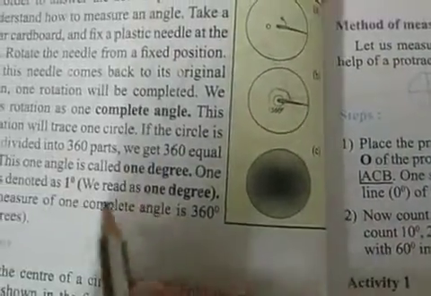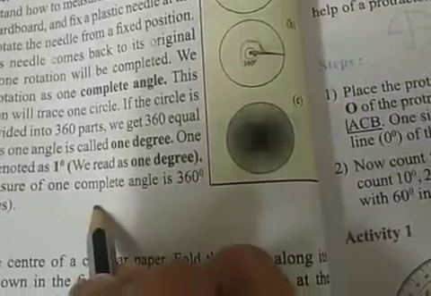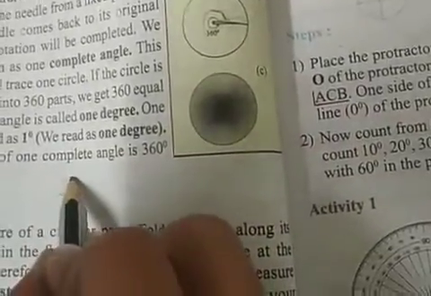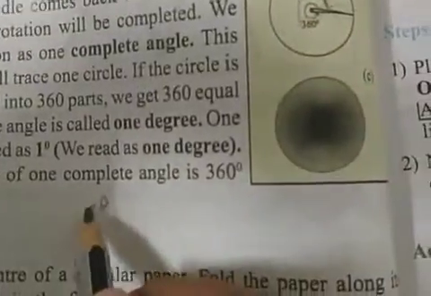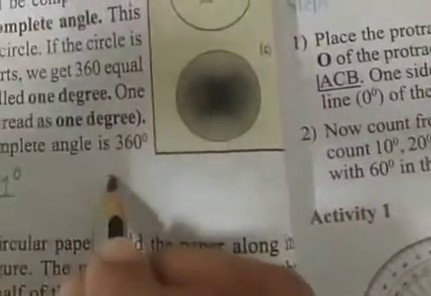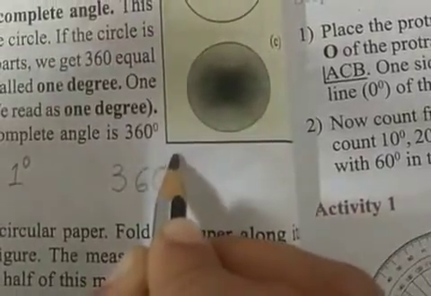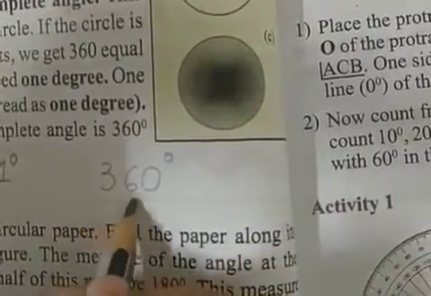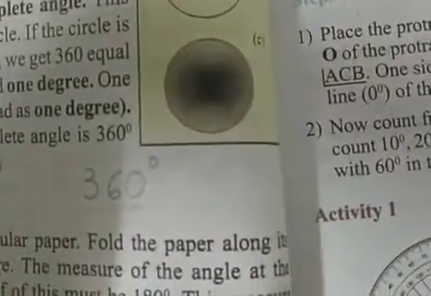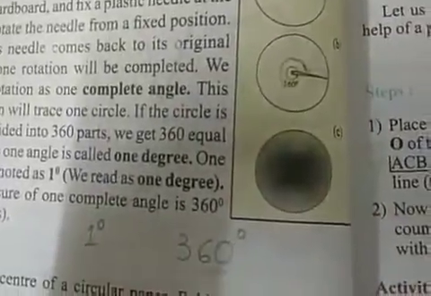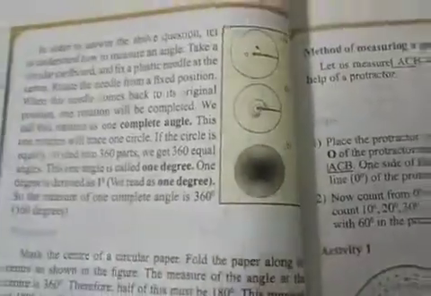The symbol used: you write 1 and on top of this you put a small circle like this. Then it is called degree. This is 1 degree. If you write 360 and put a small circle on top, this is called 360 degrees. So this is how we measure an angle.